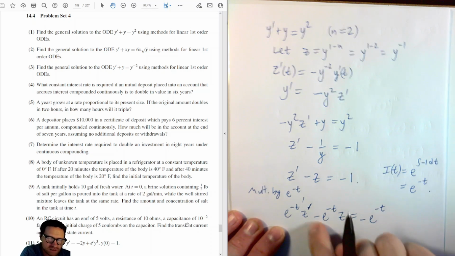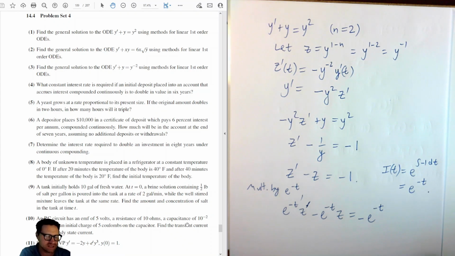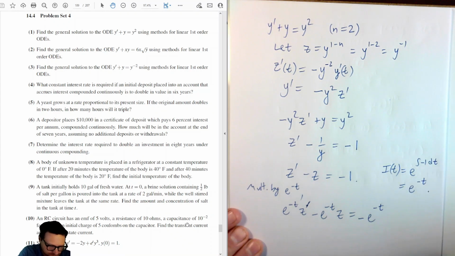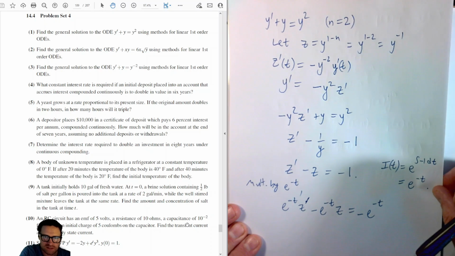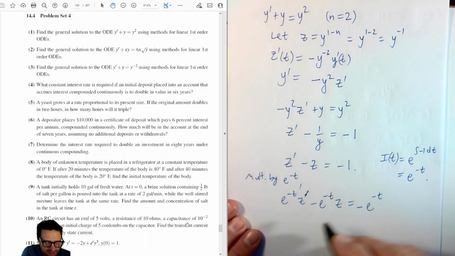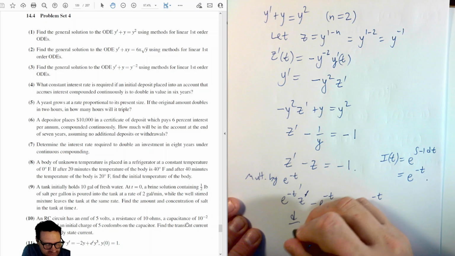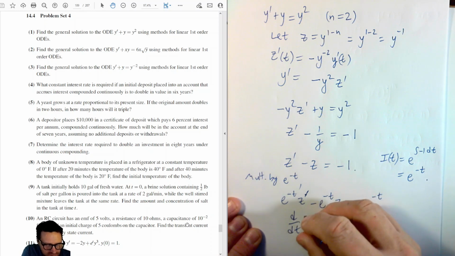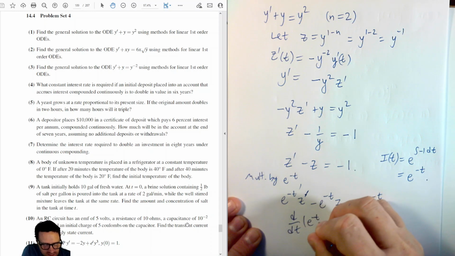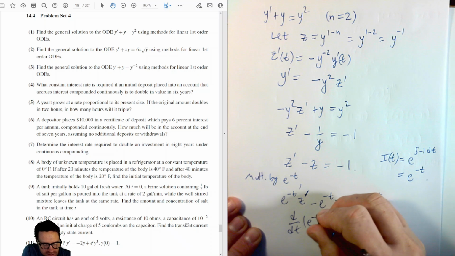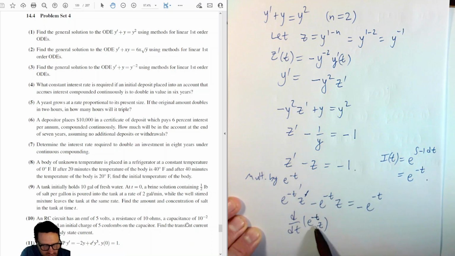Now we know how the left-hand side collapses into a single derivative using the product rule, so let's do that here. So this is the derivative with respect to t of e to the minus t times z. And so when we expand this using the product rule, this is what we get, the line above. So we're using the product rule in reverse.